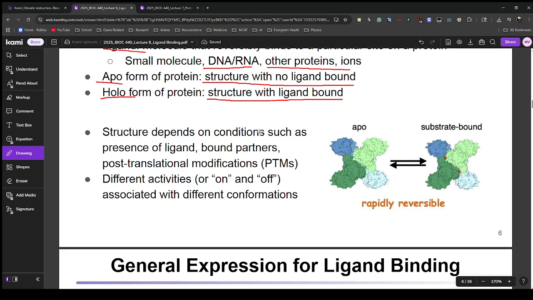The structure depends on conditions like the presence of a ligand, right? Are there other things bound? Does the binding of one ligand affect the binding of another ligand, right? Post-translational modifications. Is there phosphorylation? Does that affect the binding of certain ligands, right? So you'll see when you eventually get into the glycogen pathway that phosphorylation and dephosphorylation affects the structure of those enzymes, which affects their conformation changes, which affects their function, right?